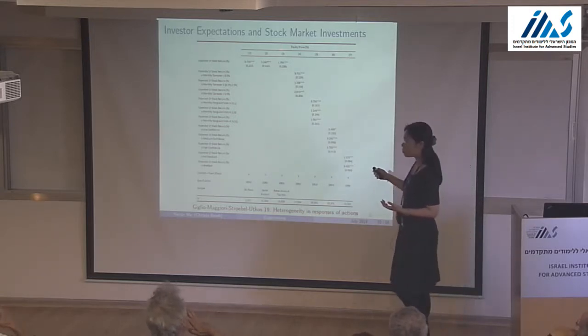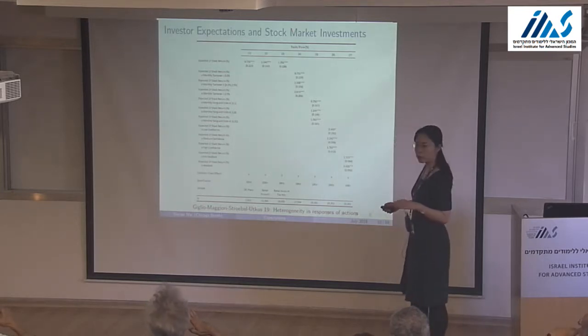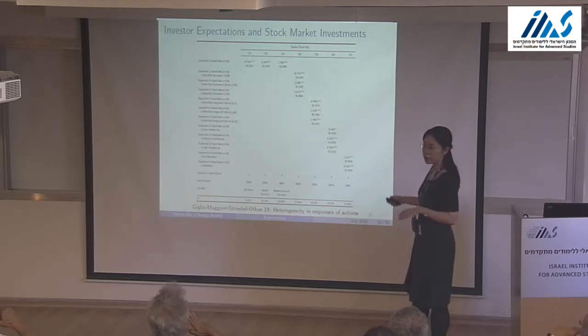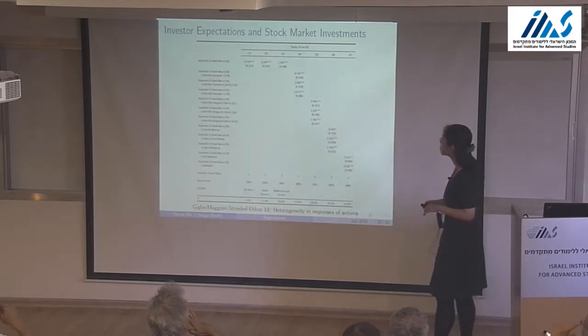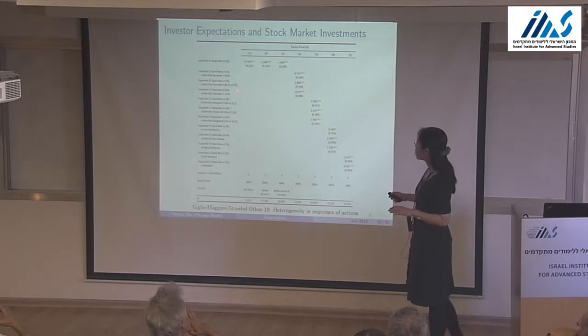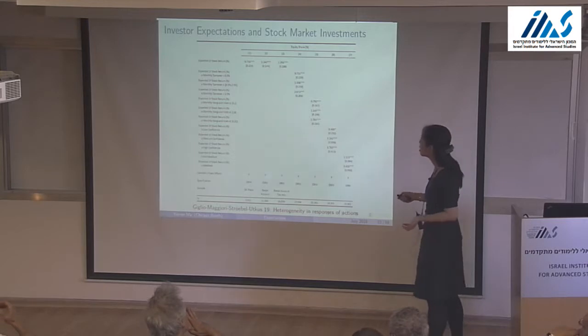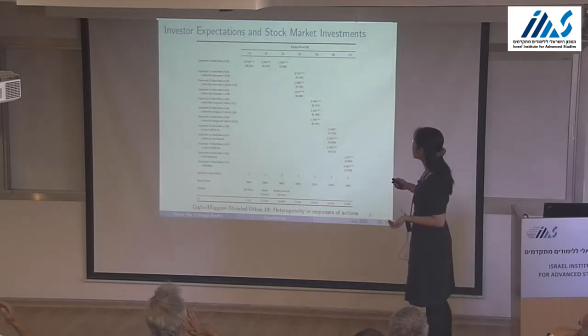For example, they start by looking at different types of allocations, for example, pension plans, which are hard to adjust, versus retail accounts. And you see the sensitivity of equity allocation to expectations is lower for the types of accounts where it's harder to adjust. You can also look at the correlation with how much people trade. Of course, if you don't trade, then you cannot adjust anything. For people who trade a lot, the sensitivity from belief to equity share is higher.